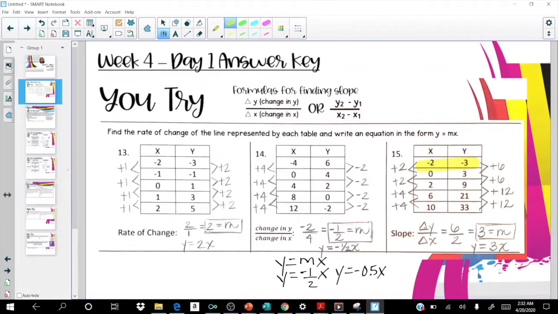Okay? So even if you use six over two, you will get 3. However, if you use 12 over 4, you still will get 3. So just remember that. Just because they're not changing by the same value doesn't mean the slope is going to change. So 6 divided by 2 is equal to 3. 3 is your slope. So you will write the equation y equals mx, substitute m for the slope you found, which is 3. So you write the equation y is equal to 3x.